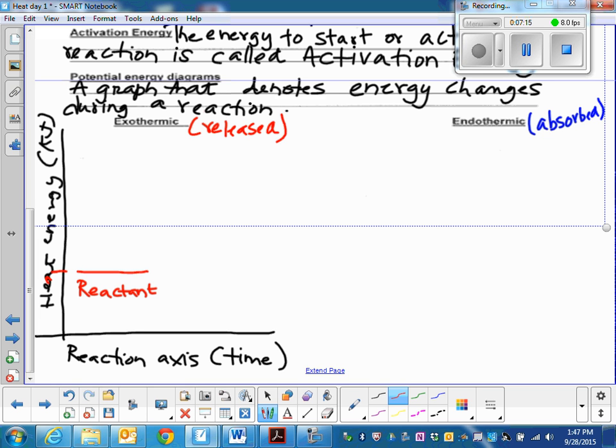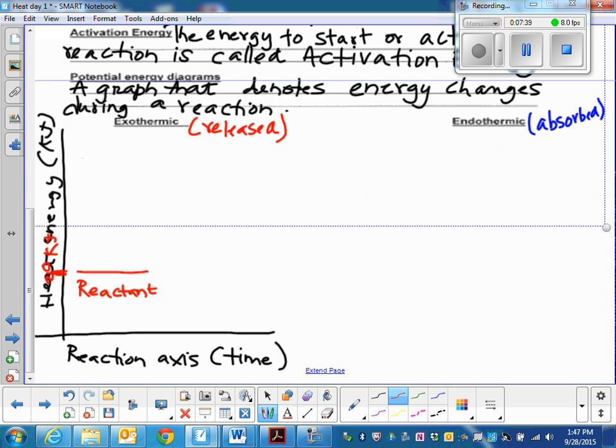What is that number? 20 kilojoules. Is everybody able to see my number? It's 20 kilojoules. Make your reactant 20 kilojoules. Did you write that down? Or you can write it beneath the reactant also. It's on the graph, right? Generally numbers are on the graph, right? Is that how you can read them? Okay.